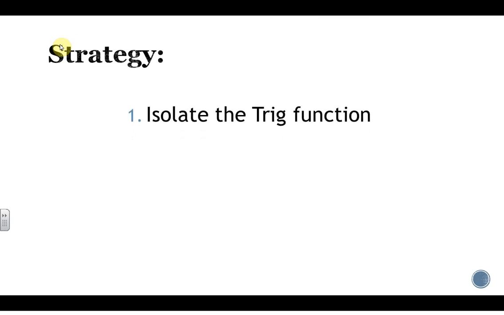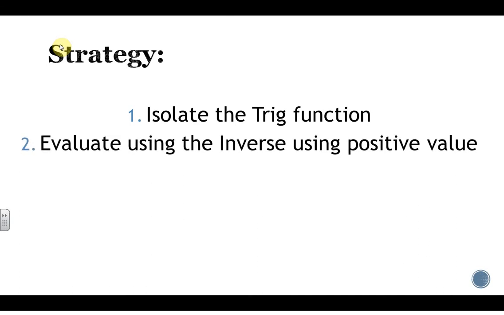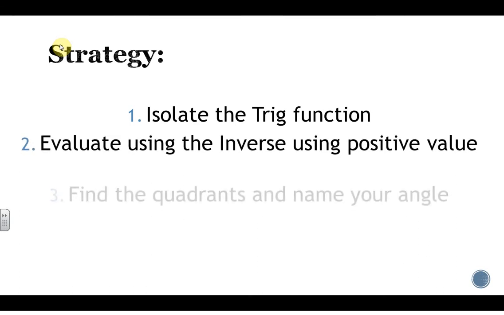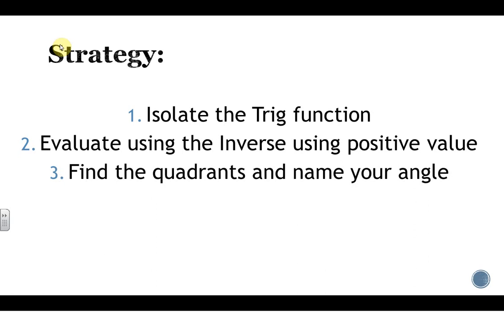Alright, strategy. We gotta think. Step 1. Isolate the trig function. Step 2. Evaluate using inverses using the positive value. Step 3. Find the quadrants and name your angles. Should have an S at the end. Angle, and then parentheses with the S, just in case. We'll tell you what that means in a little bit. So again, isolate, evaluate, find.